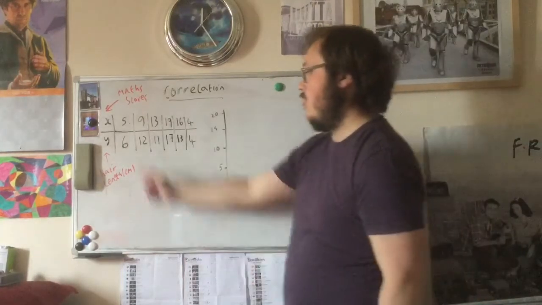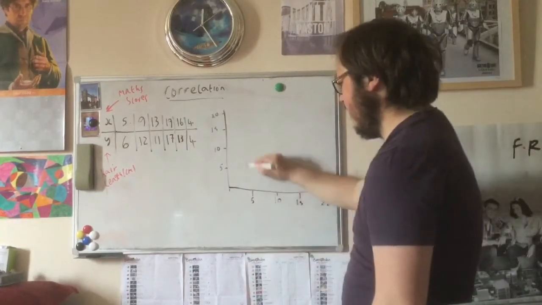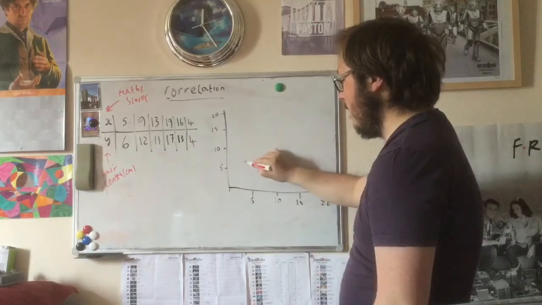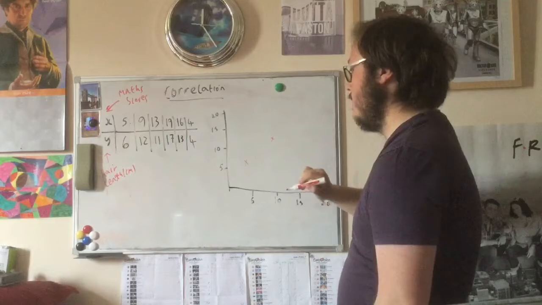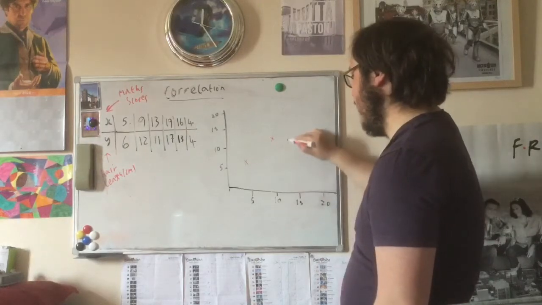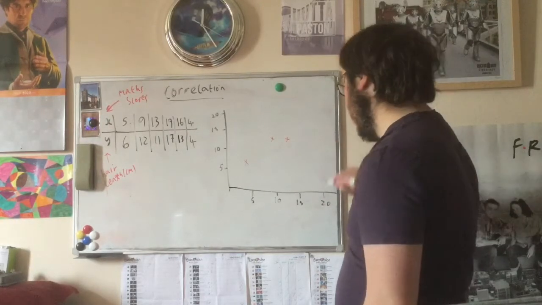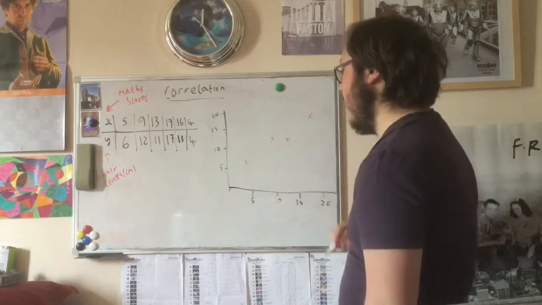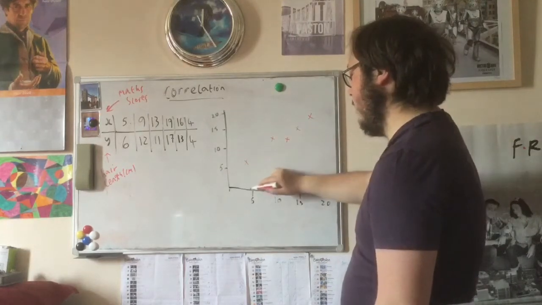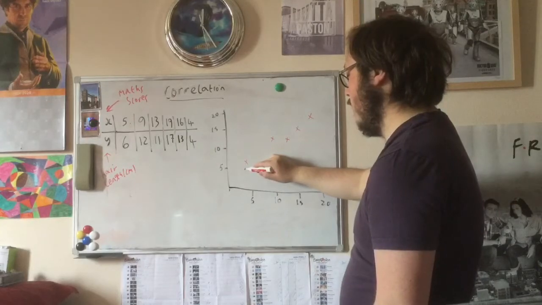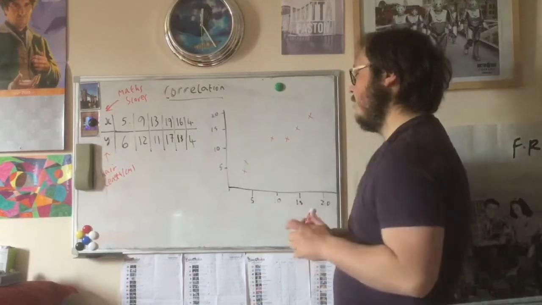So, if someone got 5 in the test and a length of 6, that can go here. Next person got 9 with a length of 12, that can go there. Next one got 13 with a length of 11, that can go there. Next person got 19 with a length of 17, that can go there. Next person got 16 with a length of 13, that can go there. Final person got 4 with a length of 4, that will go there.